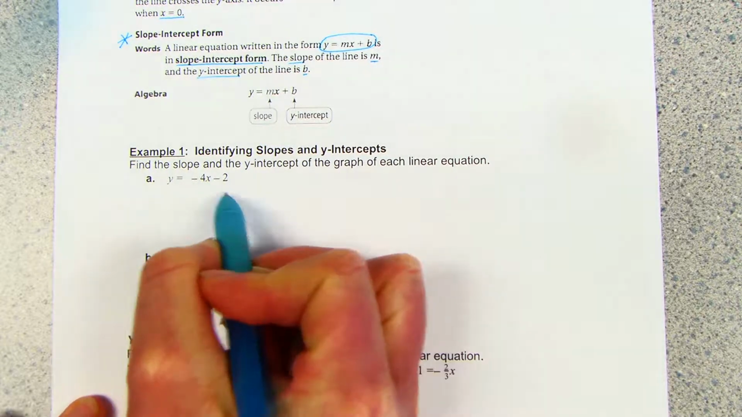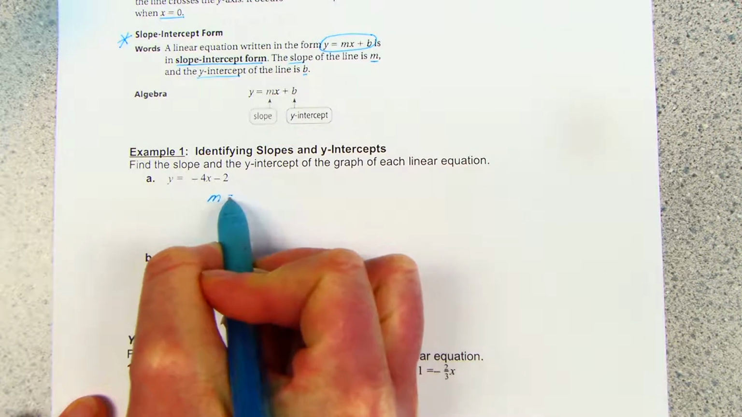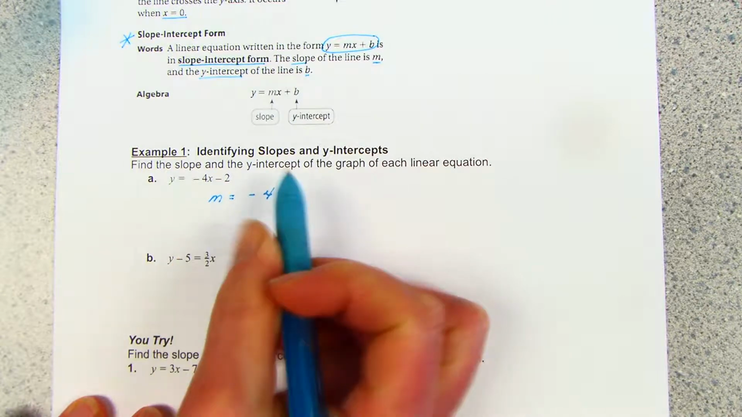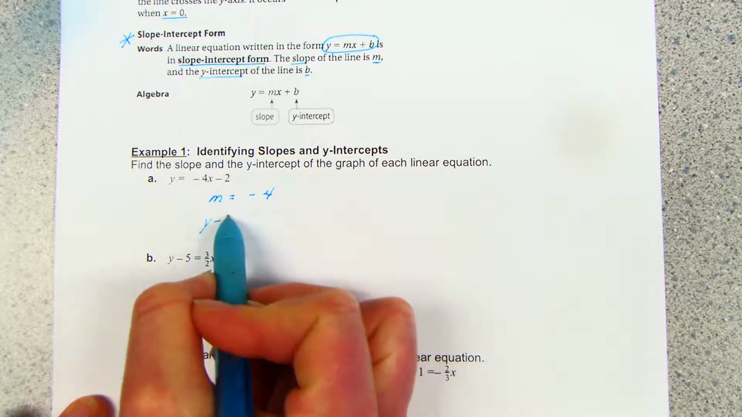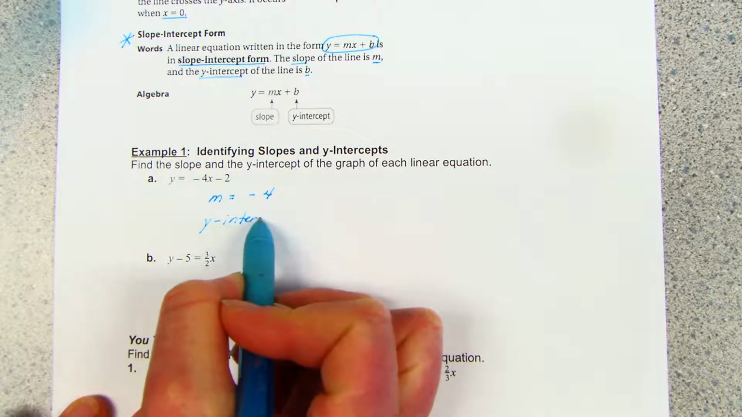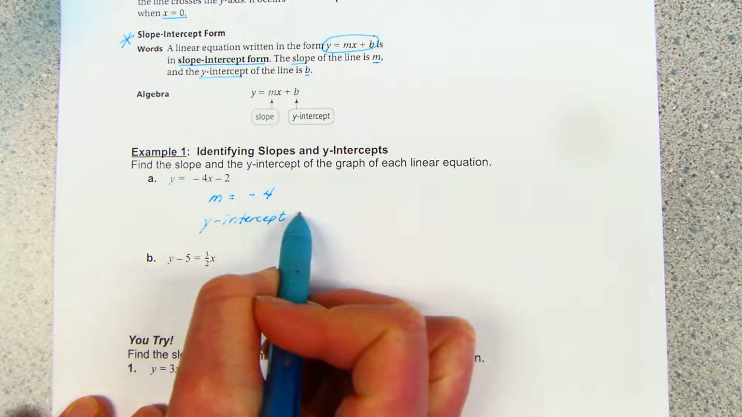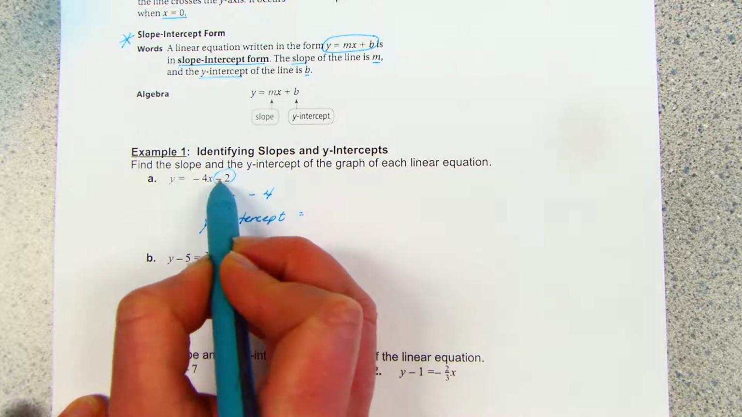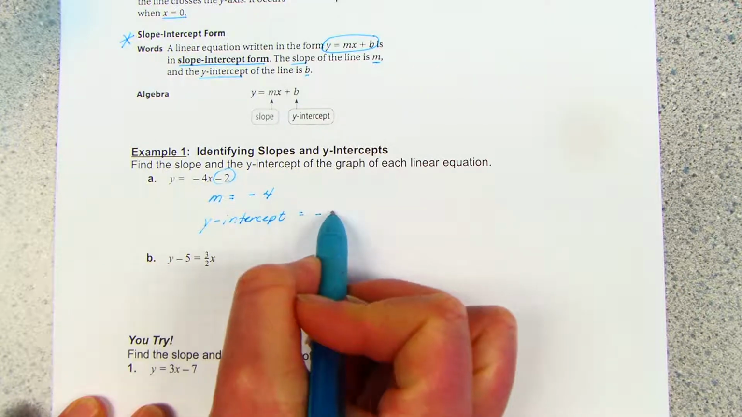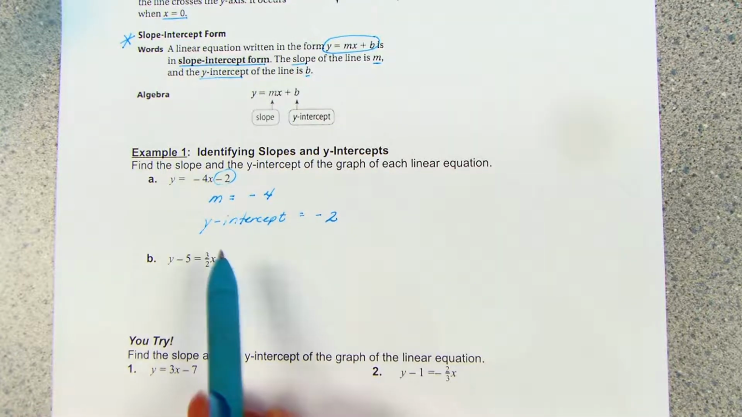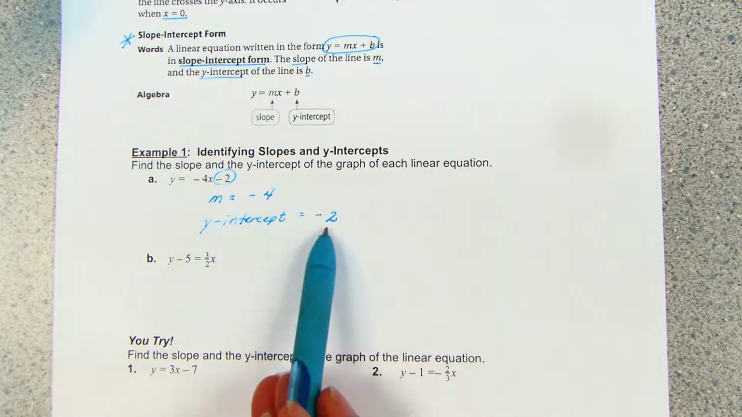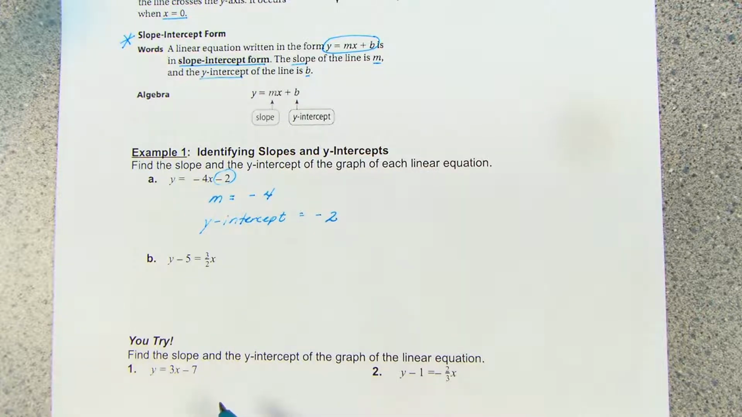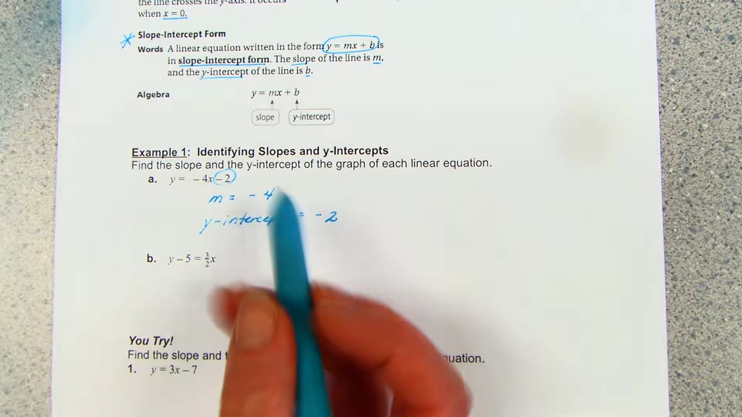So let's see, in this one, the slope is equal to -4. And the y-intercept equals -2. Okay, don't forget the sign. All right. Also notice that the y-intercept is one number, right? It's not 0, -2. It's just -2. So it's not a point, it's a number.